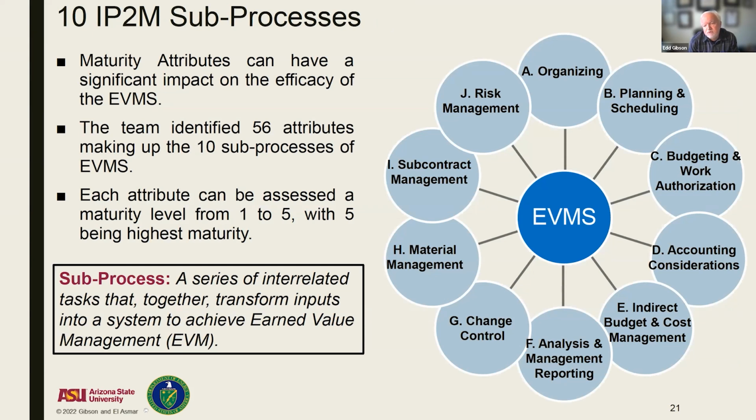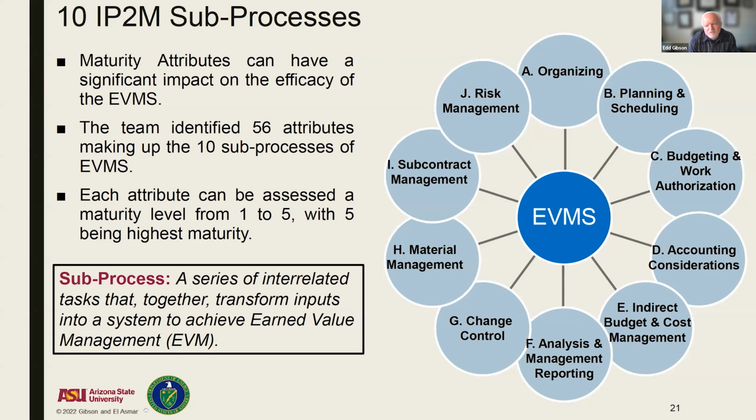So the second half of the tool, as I mentioned a few moments ago, really are these 10 IP2M sub-processes. And you can see those, they support earned value management. As you can imagine, this was a big part of our effort because there are certain things that are in 748, and certain things that are in different organizations. I think we started out with over 90 of these attributes, and we narrowed it down and combined everything together so that they made sense. And it ended up being 56. It could have been 55. It could have been 58. We just, as a team, decided that 56 was the right number as we went through there.